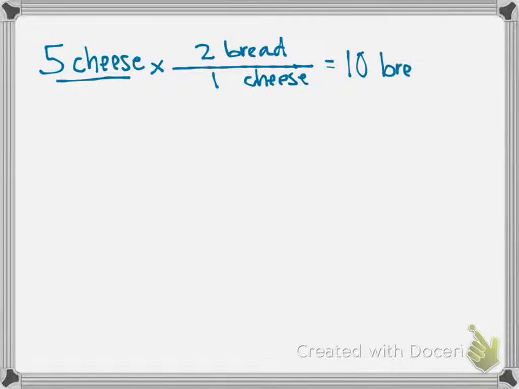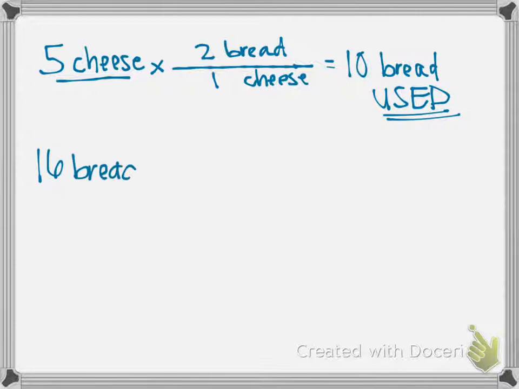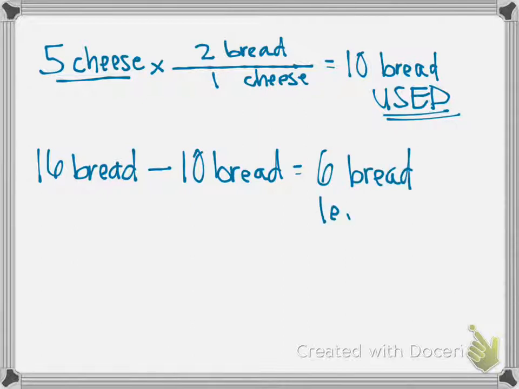Bread. So this is how much bread is used. Okay, most of the time it's going to ask how much excess or how much left over do you have. So that means that we started with 16 pieces of bread. We used 10 pieces. So that means when the reaction is all done, or when you're done making grilled cheese sandwiches, you will have 6 pieces of bread left over, or excess.